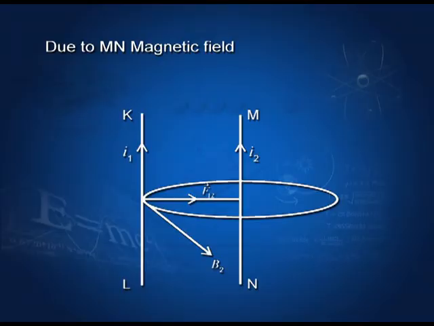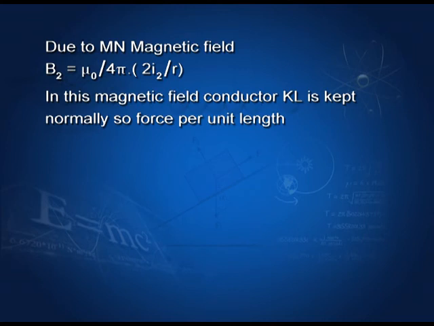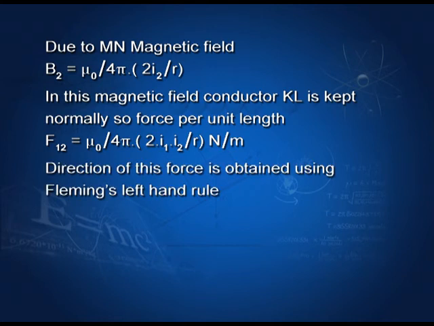Similarly, due to MN, the magnetic field B2 at point P2 on the conductor KL will be equal to μ0 upon 4π into 2 I2 divided by R. Now, in this magnetic field, conductor KL is kept normally. So, force per unit length F12 equals μ0 upon 4π into 2 I1 I2 divided by R. The direction of this force is obtained using Fleming's left hand rule.